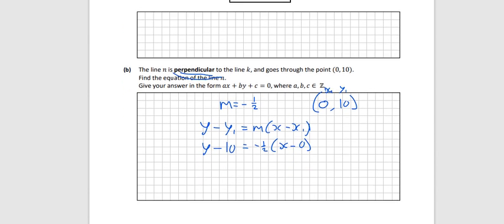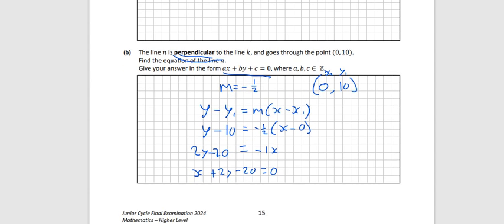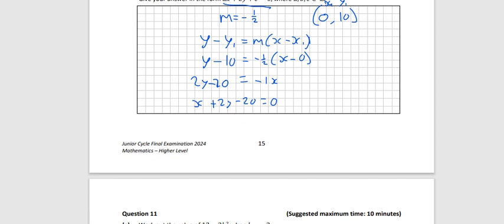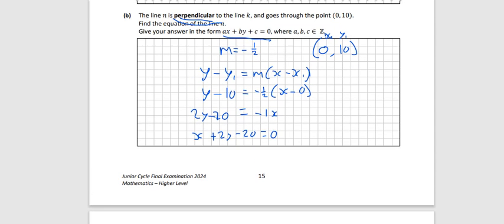I'm going to multiply across by 2 here. So we get 2y minus 20. That's the answer now, but we're just rearranging here. Then the 2 on the bottom there is gone. We just get minus 1x, and then bring the x over. X plus 2y minus 20 is equal to 0, and that's the form that they wanted the answer. I did the rearranging quickly, but that's basically it anyway.